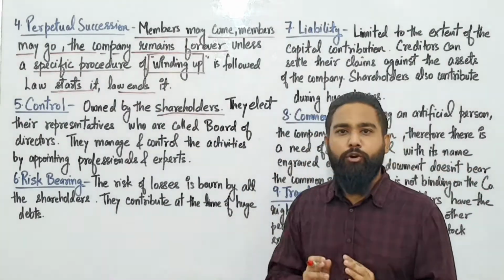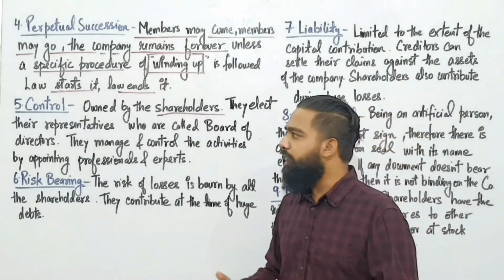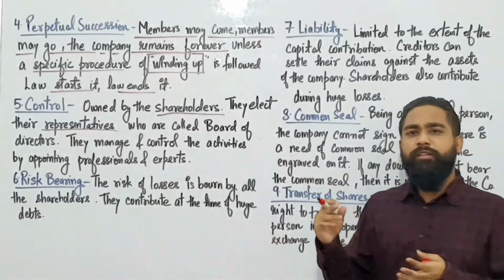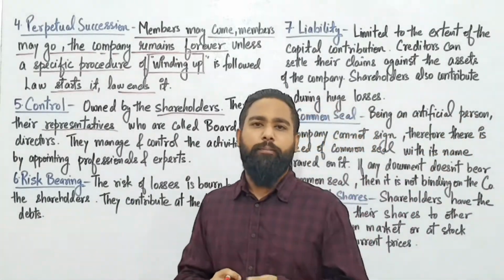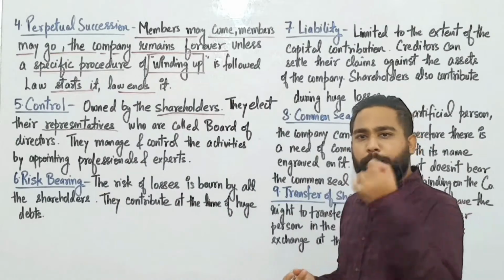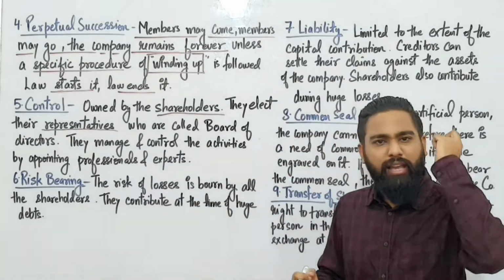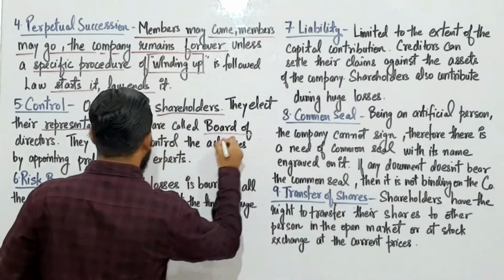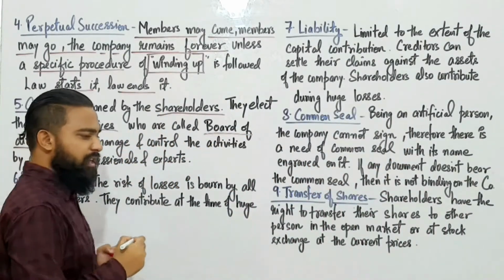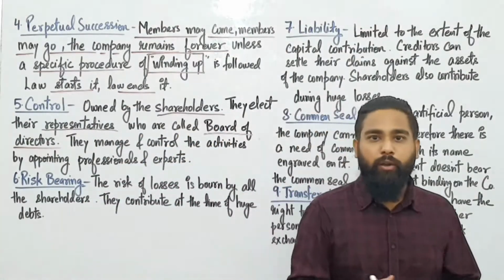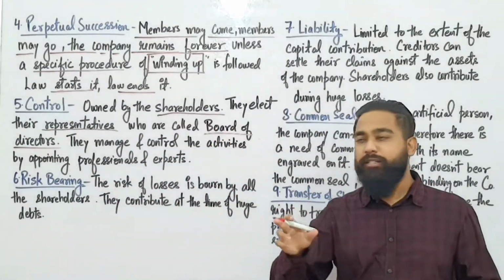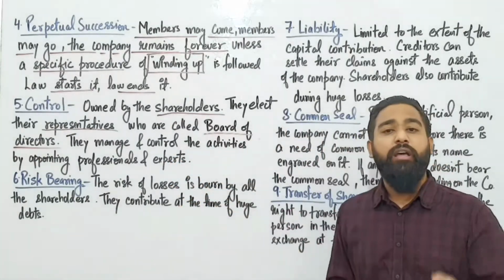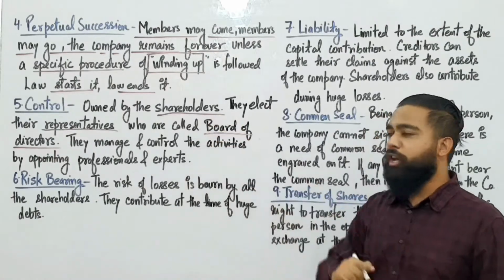Now these shareholders elect their representatives. Because there are so many shareholders scattered across the whole country, they can be anyone. So to represent them, they elect their representatives who are known as the board of directors. We have seen in the movies the board of directors meeting going on. So all these directors are the representatives elected by the shareholders.